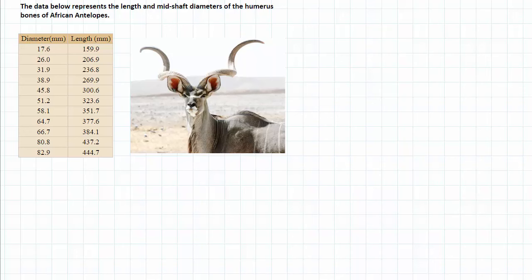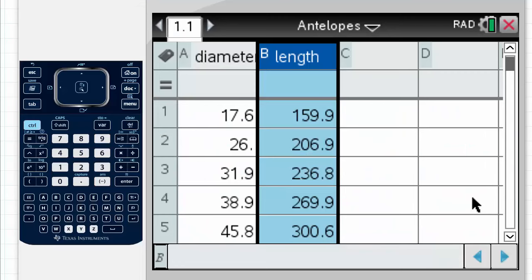in millimeters. So what you're going to want to do is pause the video so that you can enter this information into your Inspire. Go ahead and put diameter in list A and length into list B. So you'll see that's what I've done here in my calculator. I have diameter here on the left and I have length here on the right.